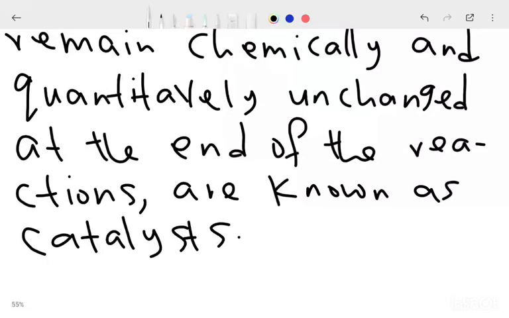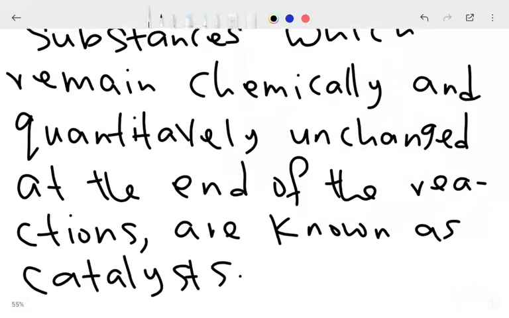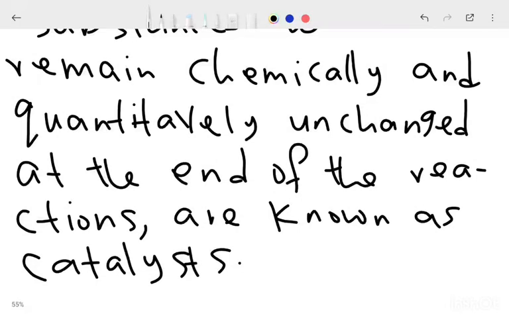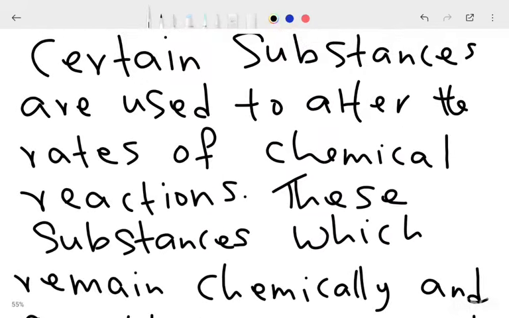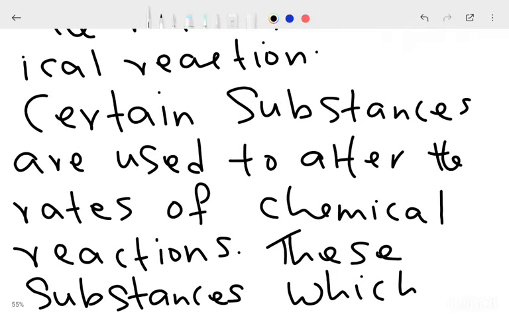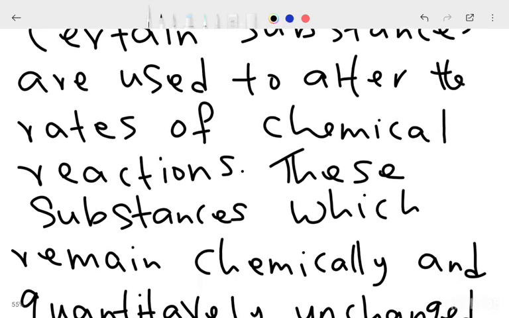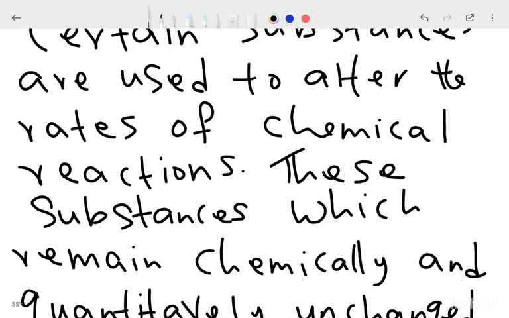So I said the shortest definition you can ever give about catalyst is what? They are substances that increase the rate of a chemical reaction, right? Now, what did you understand from this saying? Look at this second definition. I said certain substances are used to alter the rates of chemical reactions. Alter means to change, okay?